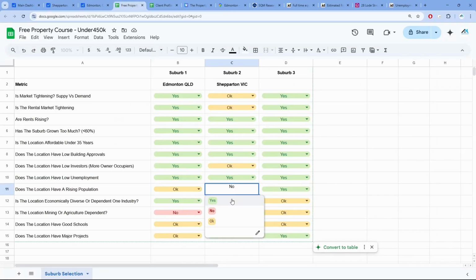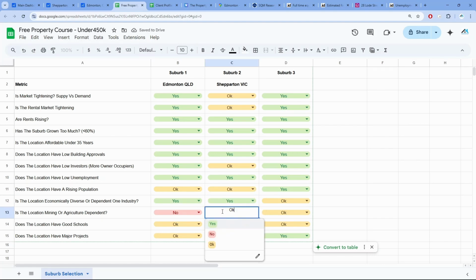Does it have a rising population? I know it has a steady population, so I'm going to put okay. Is it economically diverse? Yes. It's not agricultural. It's not really dependent on agriculture or mining, so you want to put no.